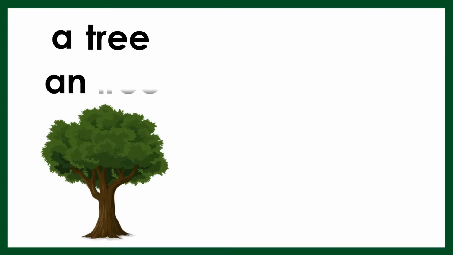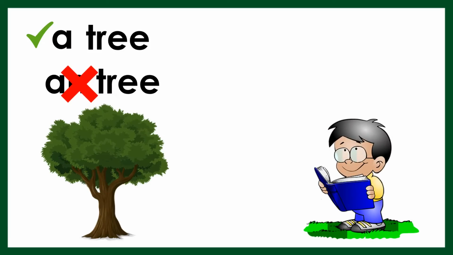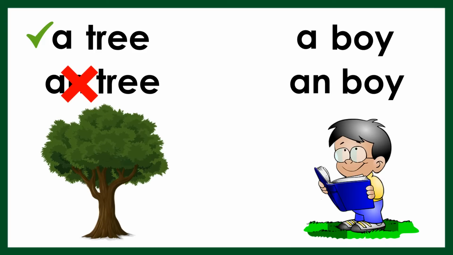Look at this picture. Which do you think is correct? A tree or an tree? Very good, it's a tree. An tree is incorrect. How about this one? Which is correct? A boy or an boy? A boy is the correct one. An boy is incorrect.